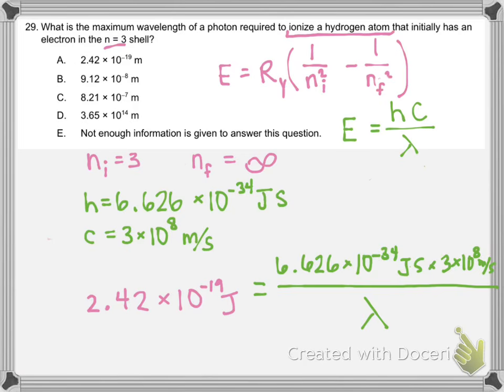And then we can solve for lambda. And we get answer choice C. 821 times 10 to the minus 7th meters, which is the same as saying 821 nanometers. Okay, so that would be like an infrared photon.